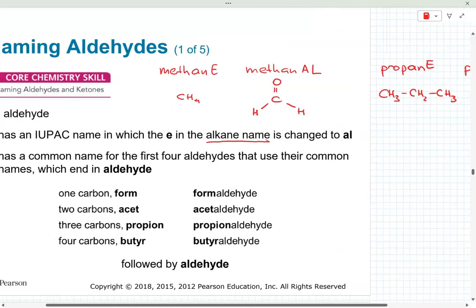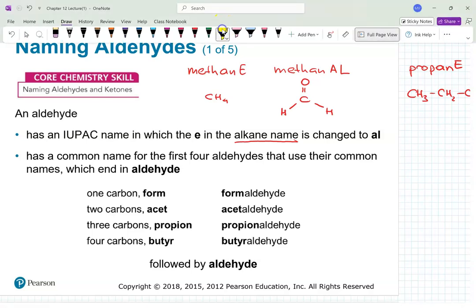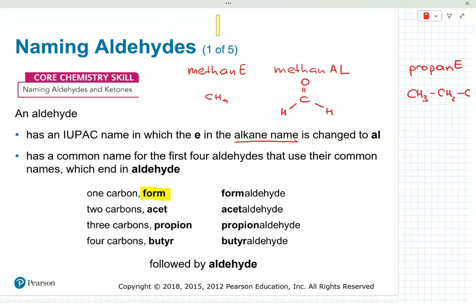Now, there are common names for the first 4. Okay? Formaldehyde, acetaldehyde, propionaldehyde, and butyraldehyde.